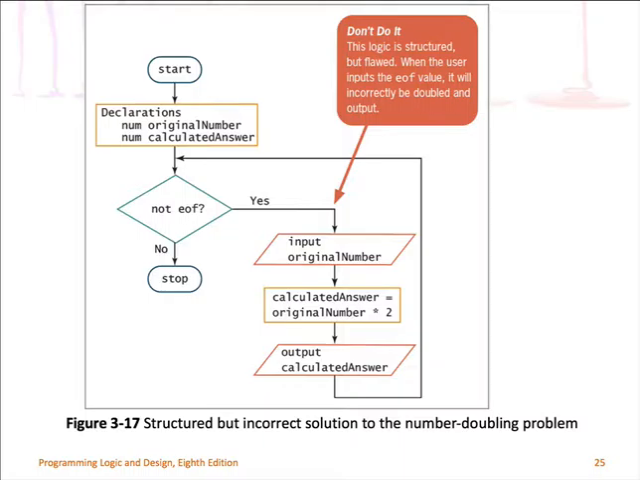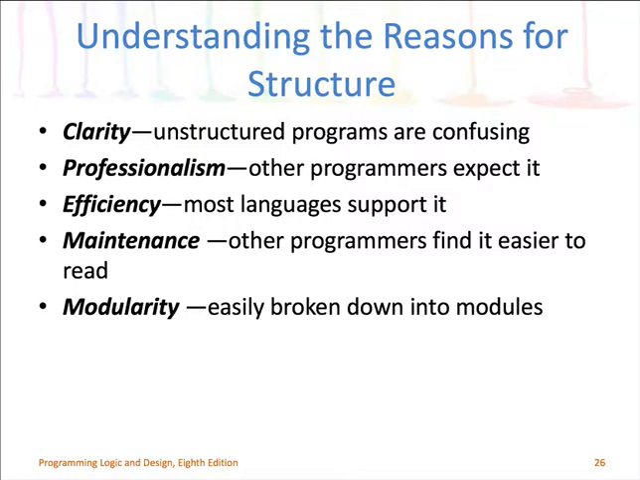That seems reasonable. But the problem is when you input or attempt to read the number, if the user says end of file, it's going to try to multiply that end of file by 2, and then it's going to output whatever that is. So that may generate an error message, or it may generate what appears to be some random value. So if we try to solve it this way without priming the loop, we're going to have problems, and we're going to get extraneous output.